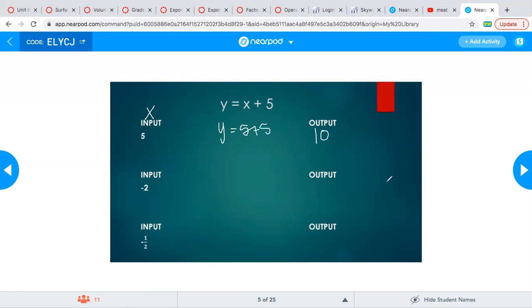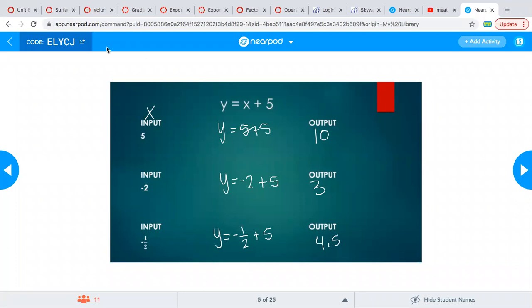Everyone making sense so far? If my input value was -2, what would my output value be? 3. Because if I input -2 for X, -2 plus 5 is 3. If my input value was -1/2, what would my output value be? Perfect, 4.5. So think about that. Every input we put in gave us an output. I don't need you to write this down, I just need you to conceptually think about this. Every input value we put in gave us some output value.